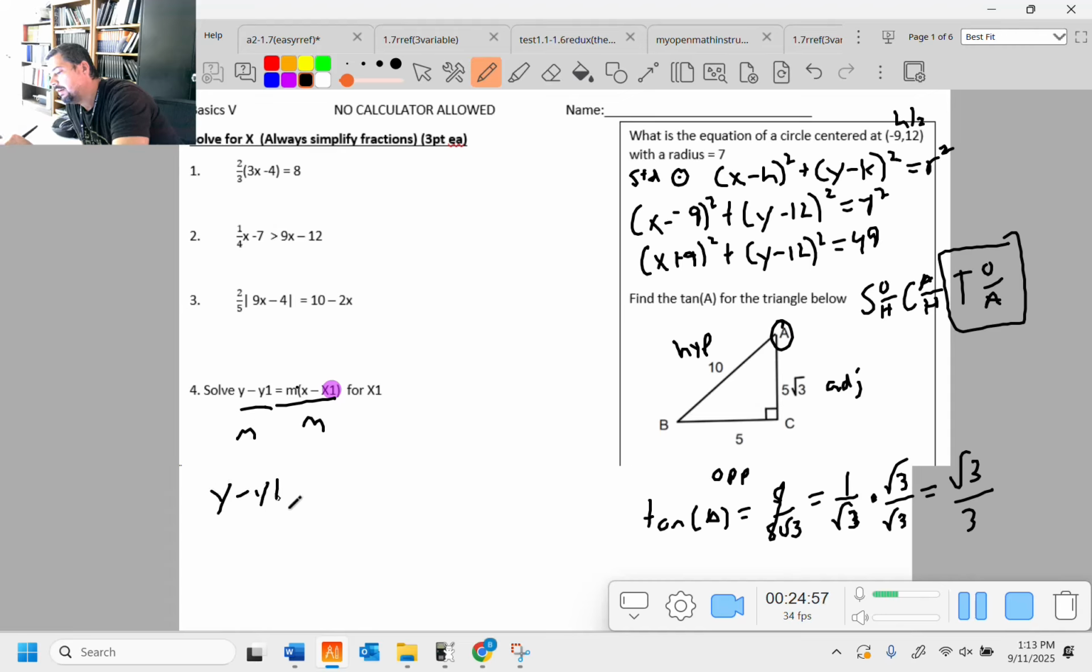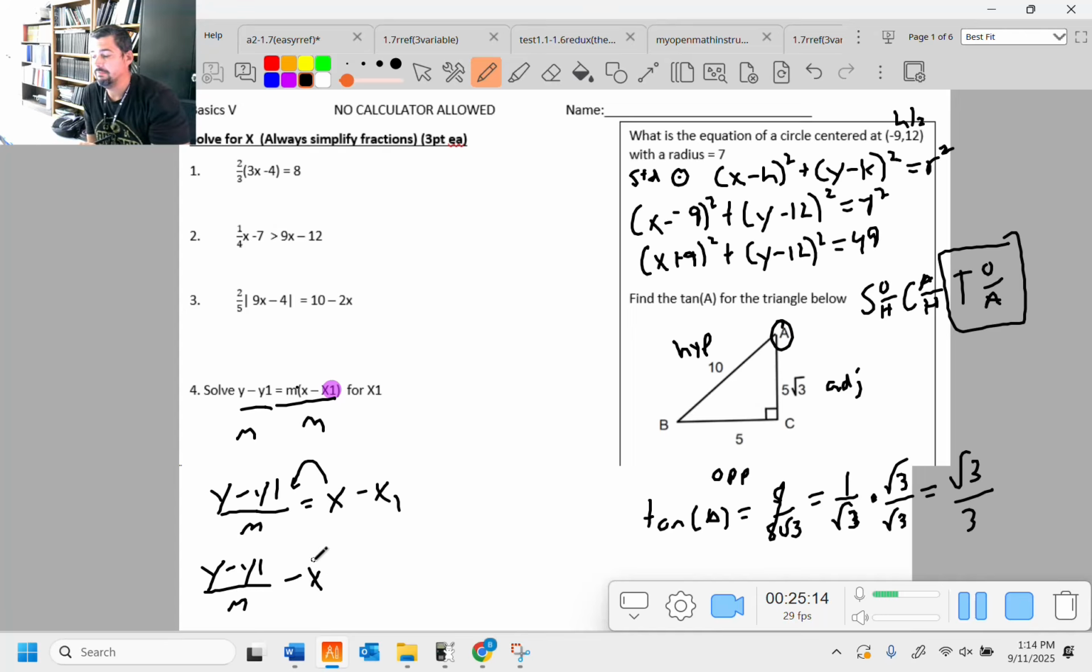y minus y1 over m is x minus x1. The next move is easy. Move the x over. Now, you're not going to be able to put it up there with this stuff because it doesn't have a denominator of m, and you can't combine or add fractions unless you have a common denominator, and I'm not worried about it. The next move is to divide out the negativity, okay?